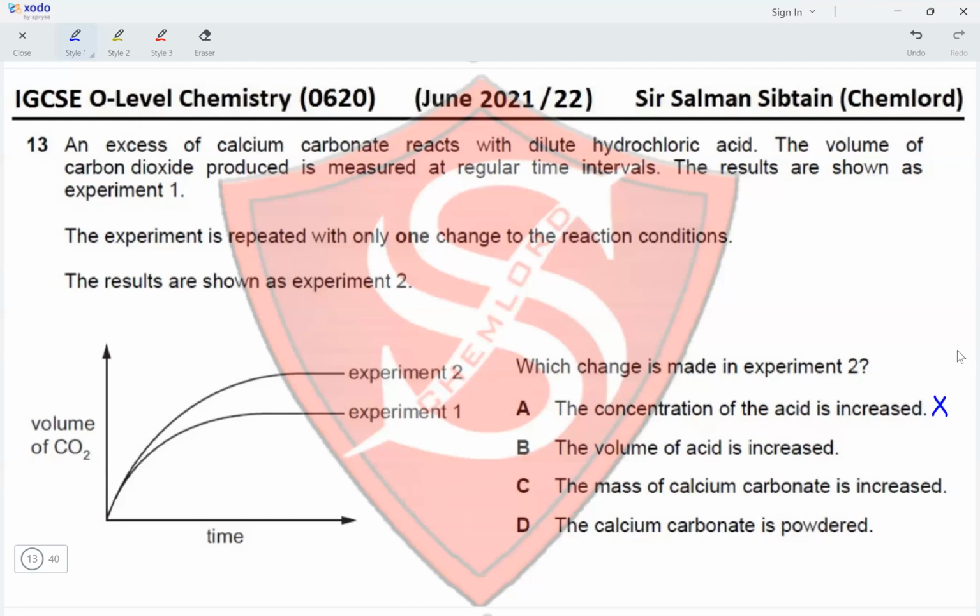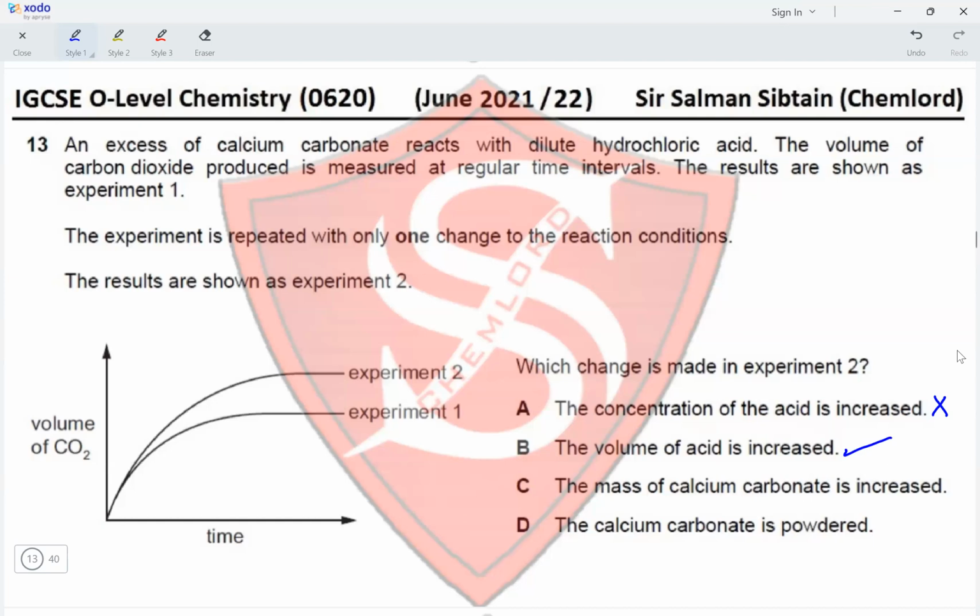The volume of acid is increased. Okay, if the concentration is the same, so the graph would start off the same, but since the volume of acid would be more, there would be more moles of acid present, so it would react with more calcium carbonate, producing more CO2. So this would result in the experiment 2 observations, or the experiment 2 graph.